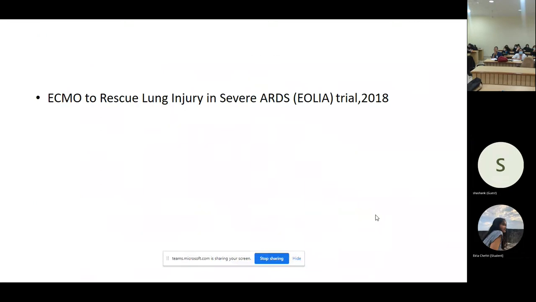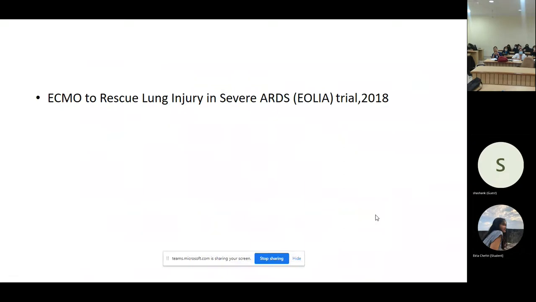Next, in 2018, a multi-center trial was done, and it showed a reduction in 60-day mortality in the group treated with ECMO.